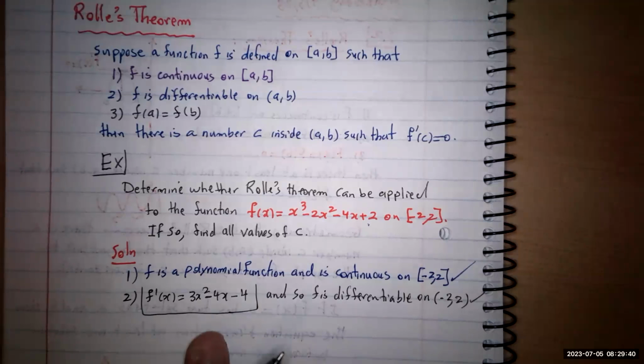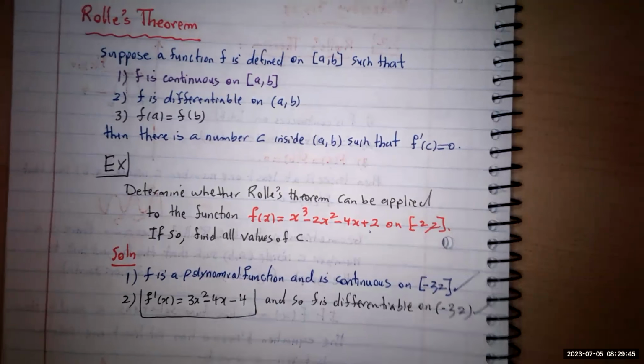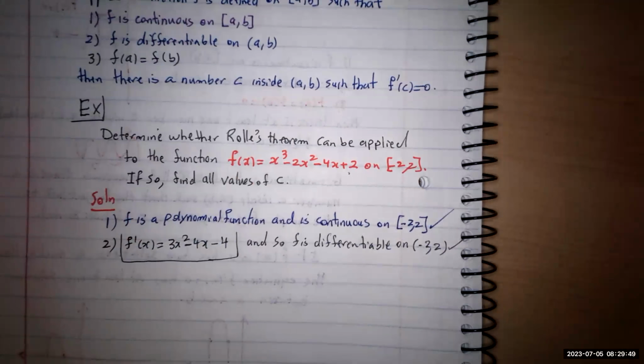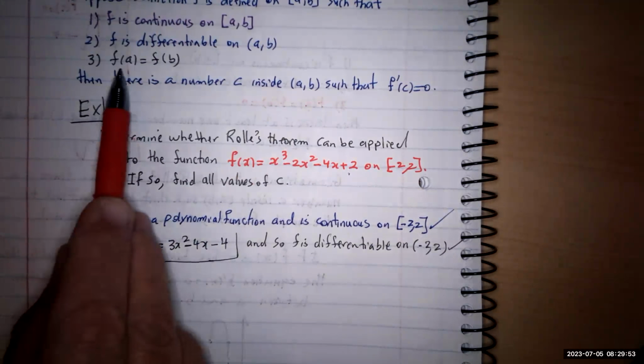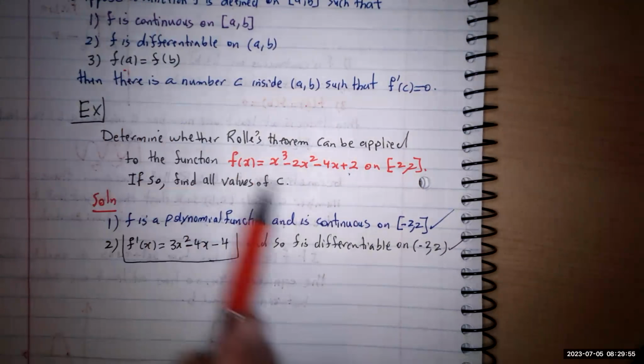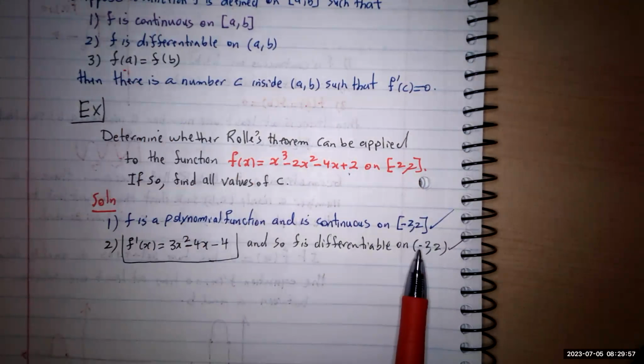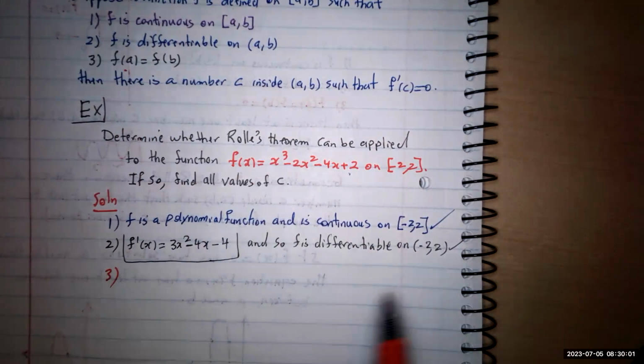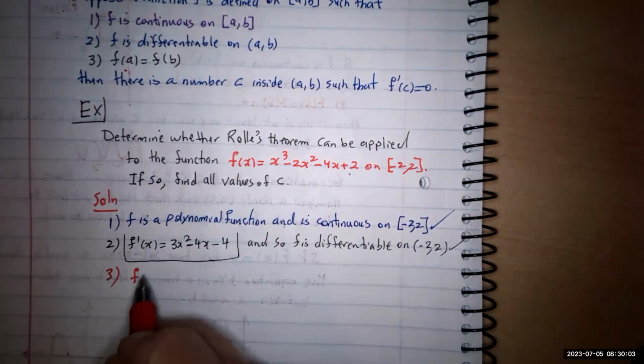If you cannot find the derivative of this function, or there's a point inside which is not going to be differentiable, then you can't do it. Okay, any question? Third condition: find f of 2 and f of -2. Show that they are equal to each other.